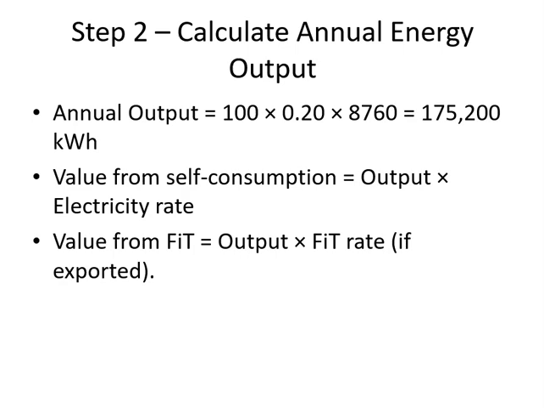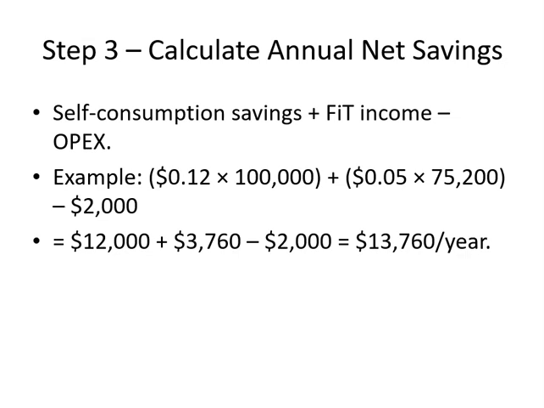We then separate the value from the self-consumption and the value from exported electricity under the FIT rate. This gives you the annual gross revenue from the system. Annual net savings are your self-consumption savings plus your FIT income minus your OPEX. In our example, that's the $12,000 from self-consumption plus $3,760 from FIT income minus the $2,000 in OPEX, which equals $13,760 per year.